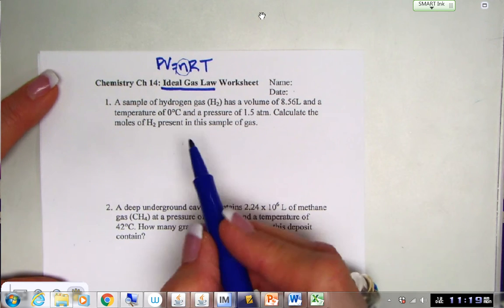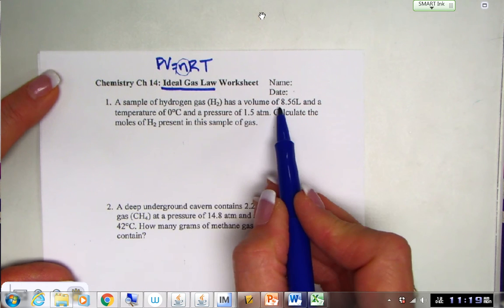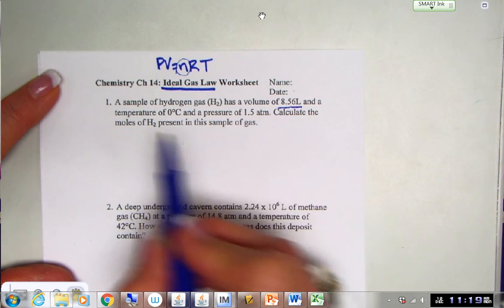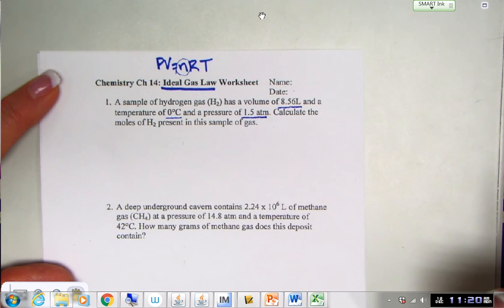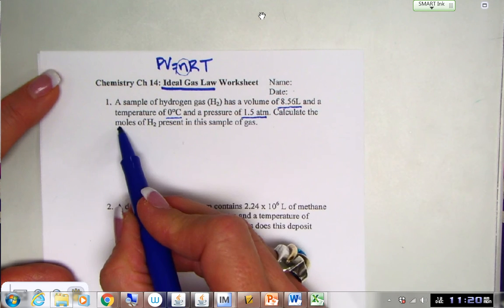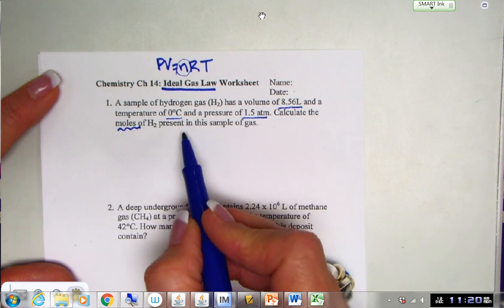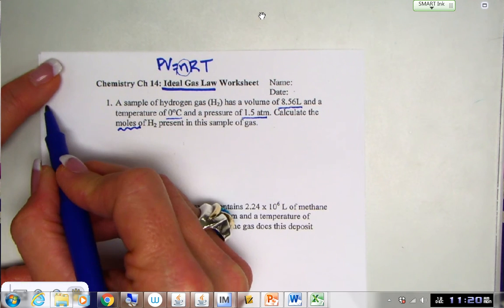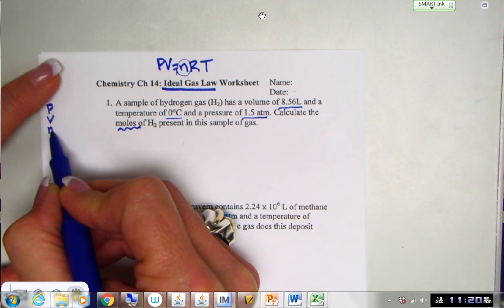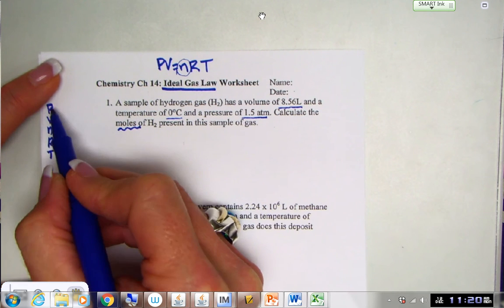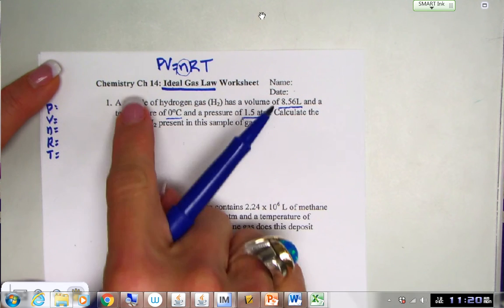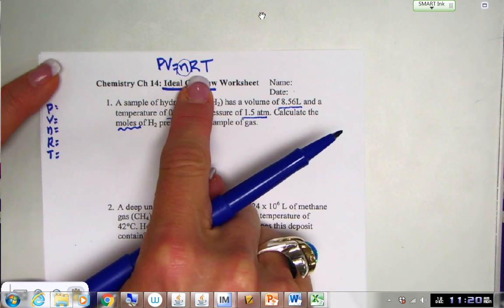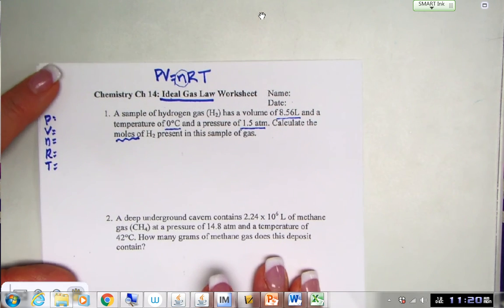So this says a sample of hydrogen gas has a volume of 8.56 liters and a temperature of 0 degrees Celsius and a pressure of 1.5 atmospheres. It wants you to calculate the moles, here's how we know it's ideal gas law, of hydrogen gas present in the sample. So when you list your givens, PV, NRT, I remember the order of these in the formula because if you look at this, it looks like it says "Pivnert." I know that's not a word, but that will help you remember the formula.